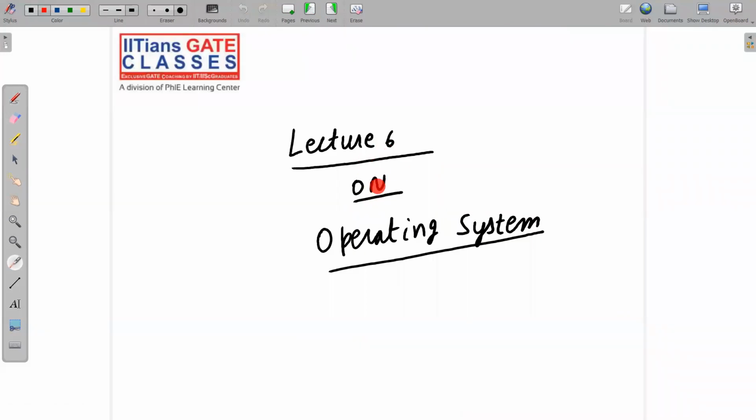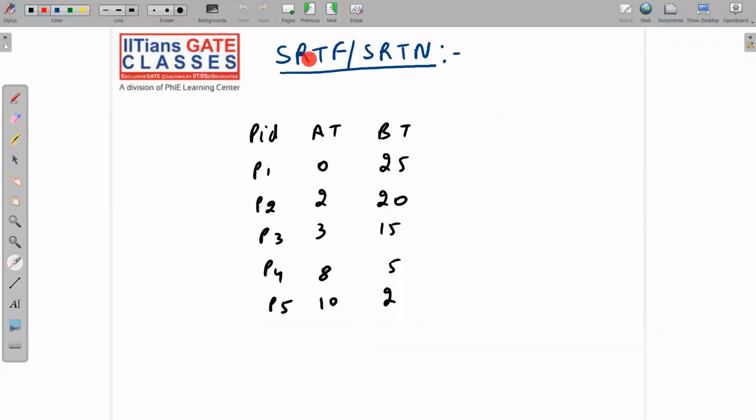This is lecture 6 on operating system, and in this lecture we are going to start a new scheduling algorithm, that is SRTF or SRTN. SRTF means shortest remaining time first. And SRTN is shortest remaining time next. First and next, I think you have got it, one and the same thing. So shortest remaining time first or shortest remaining time next, one and the same thing.